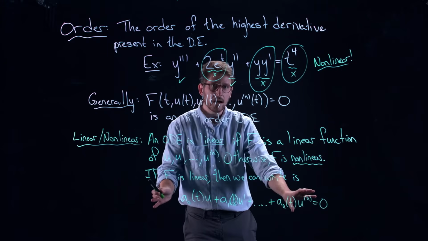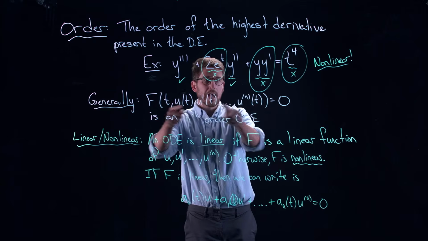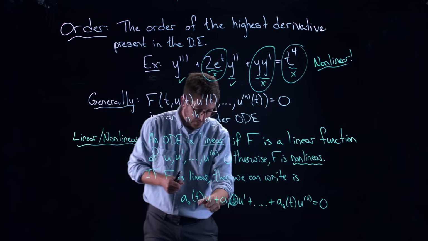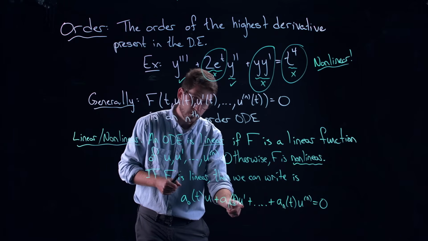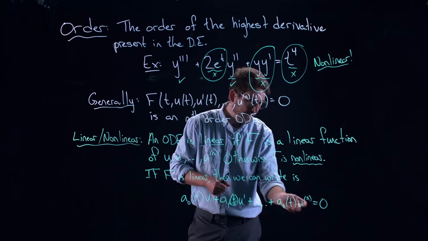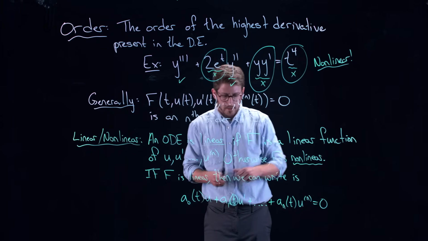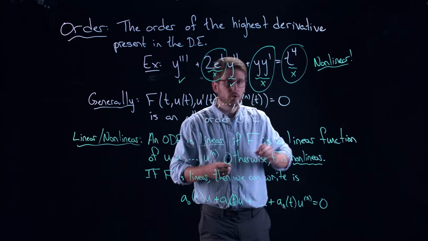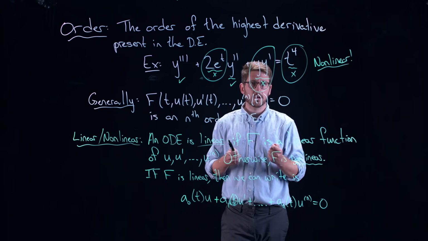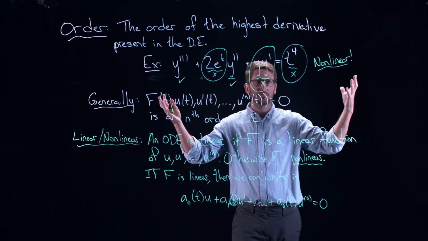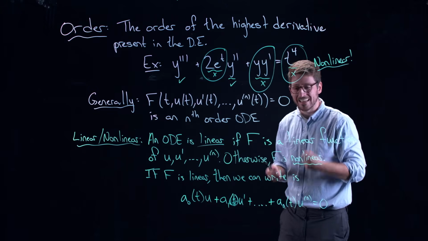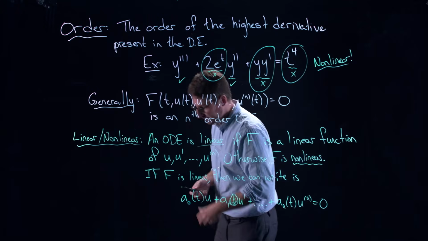Now that form that I have written on the bottom is exactly what this f would look like if it was a linear function. Look at linear in u, linear in u prime, in between here linear in all other derivatives, and then linear in the nth derivative. That is the general form of a linear nth order ordinary differential equation. So we're building up. We have all these building blocks, and we can make longer and longer descriptions that precisely define exactly what we're talking about.